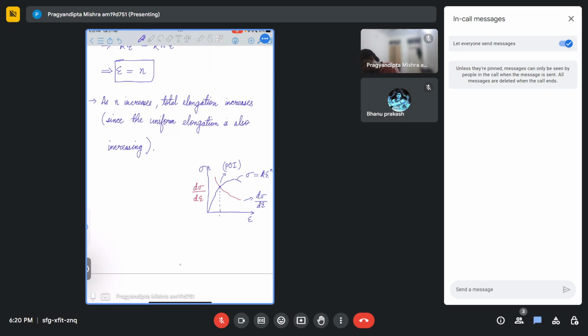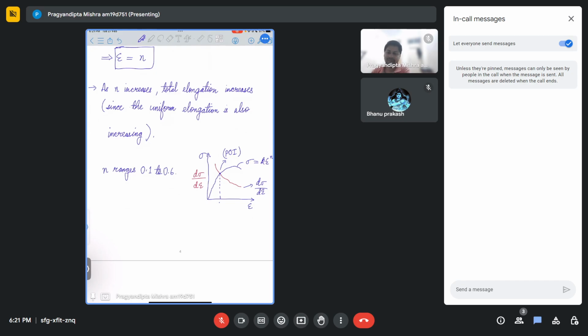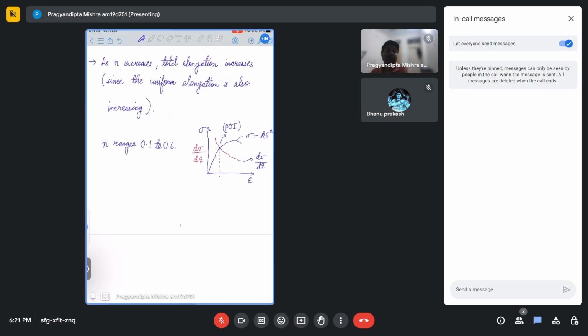Okay, and that n value that we are trying to look for will range around 0.1 to 0.6 for most of the material systems that we are looking at. Another important feature of this value of n that we can immediately look for is what if the value of n is higher, or what if the value of n is lower? So what would that signify?